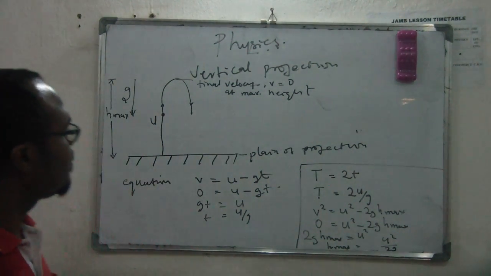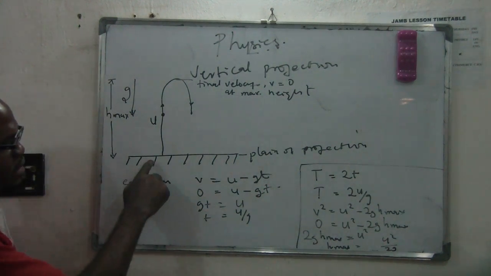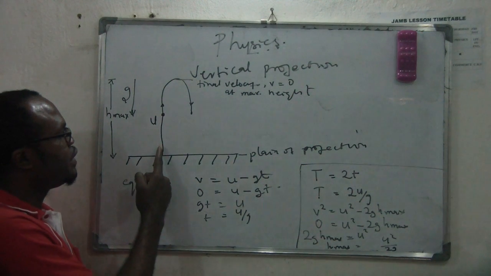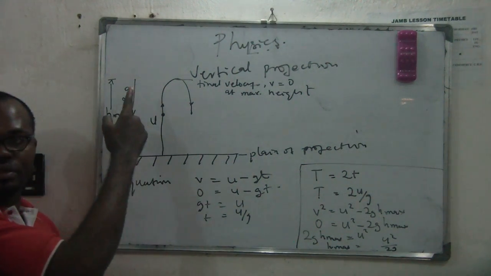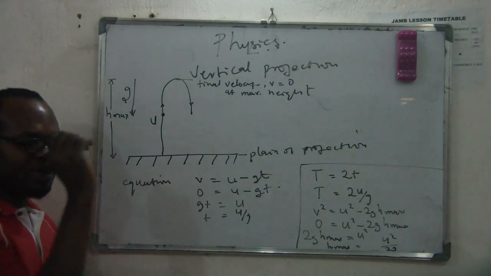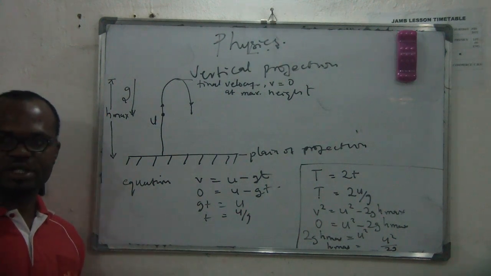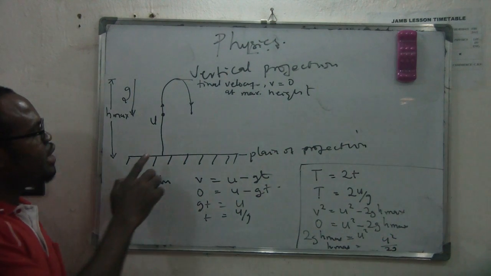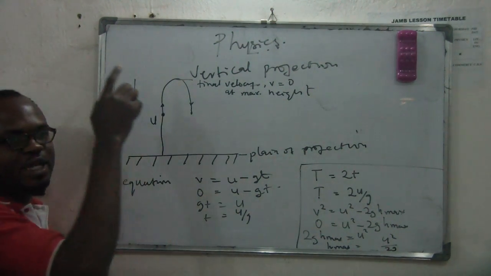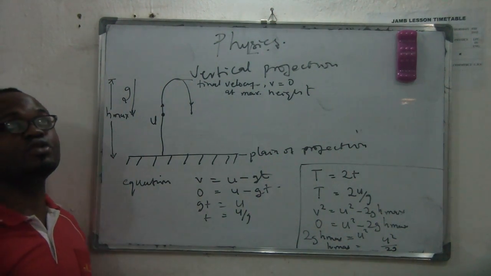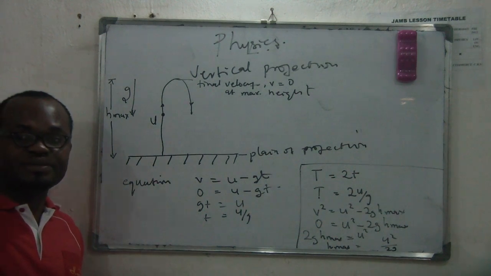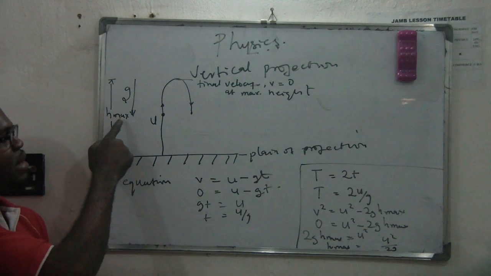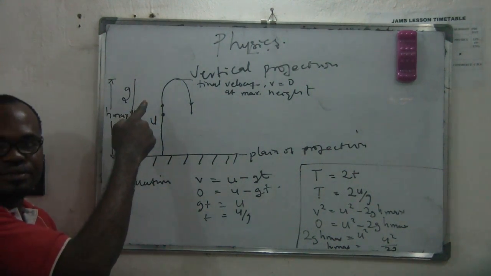When you throw a stone, let's say you're on the floor, this is the floor, the plane of projection. Then you throw a stone up. When you throw this stone up, you give it an initial velocity, isn't it? The initial speed that you throw it up with. It will move up until it gets to a height. Like when you throw a stone up, will it continue moving up? It gets to a height. That height is known as X max, the maximum height it can go.